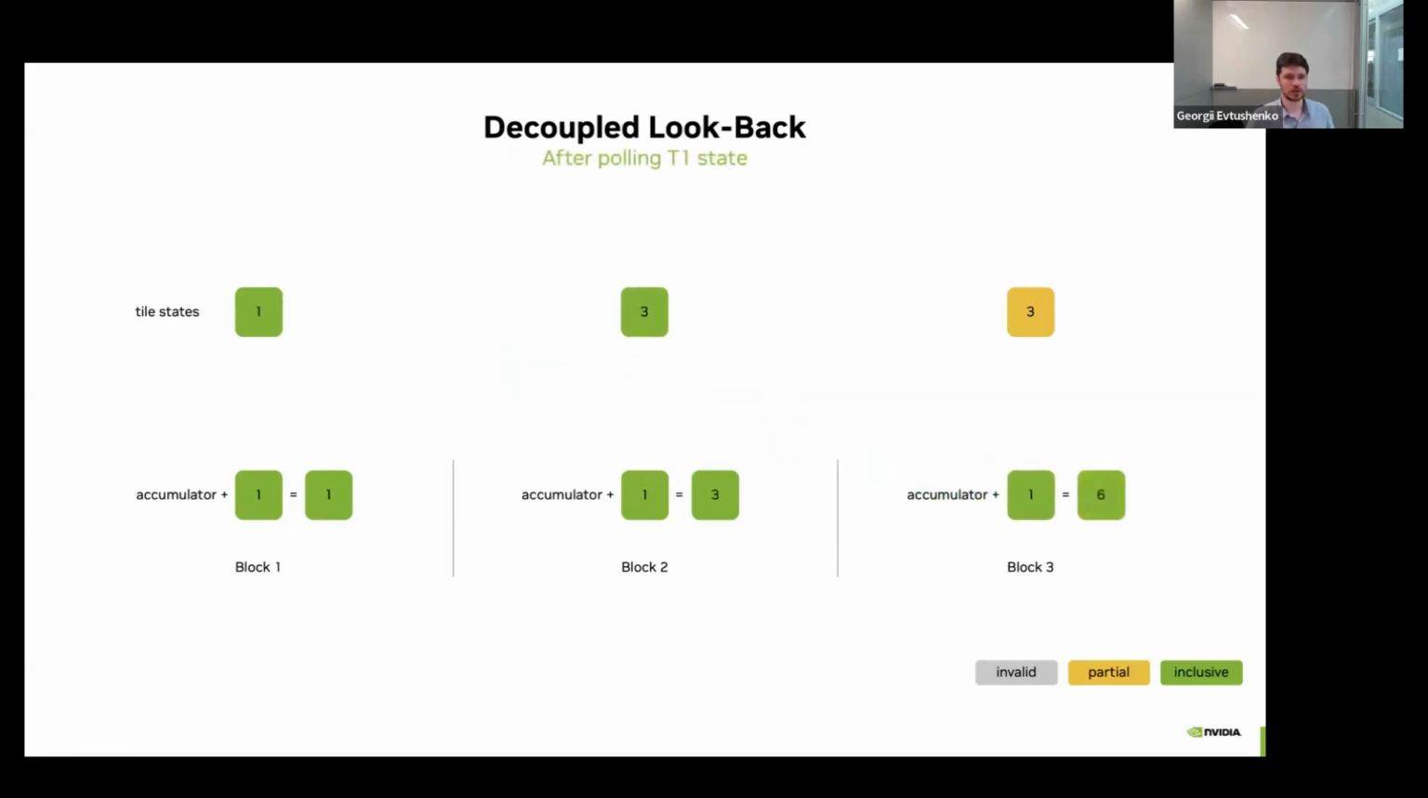As block 2 was writing its inclusive result into global memory, block 3 already pulled the inclusive result from block 1 and combined it with its accumulator. This means that block 3 got the inclusive prefix at the same time as block 2 stored it. So propagation of the inclusive prefix is not serialized, it's decoupled.